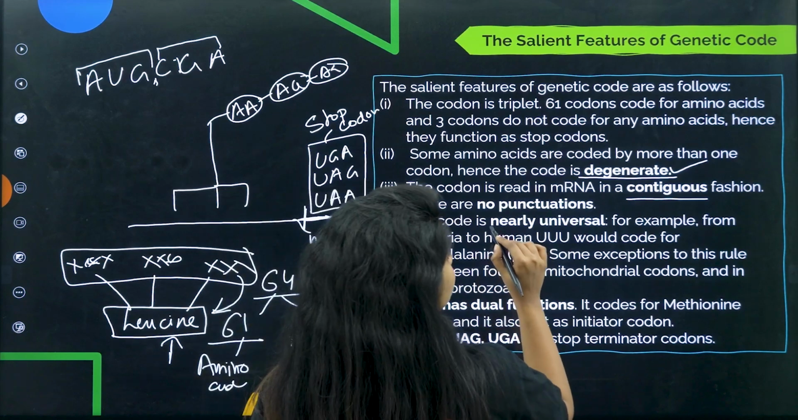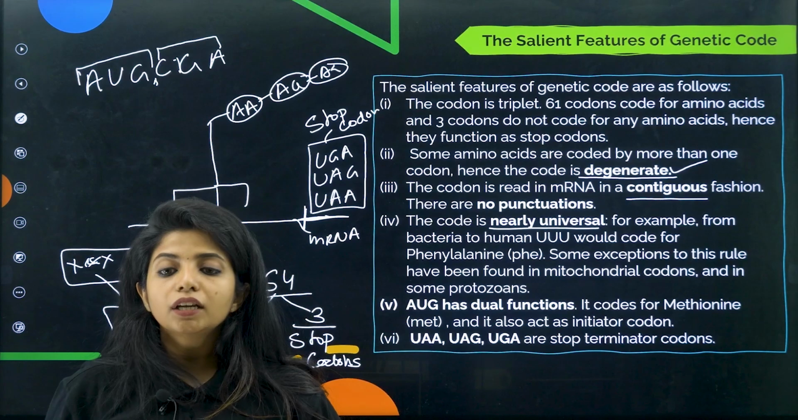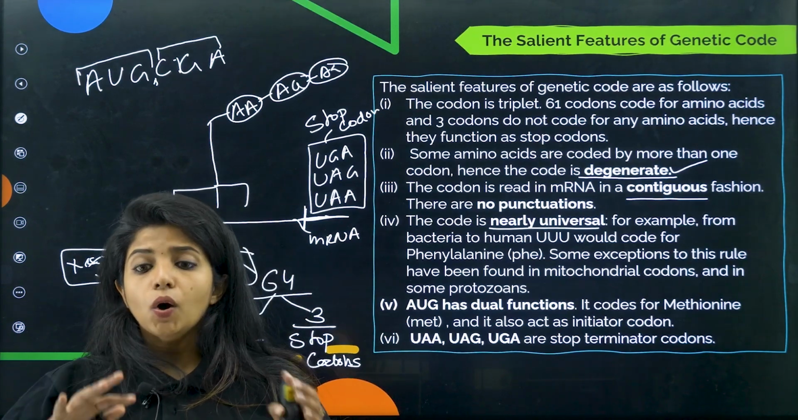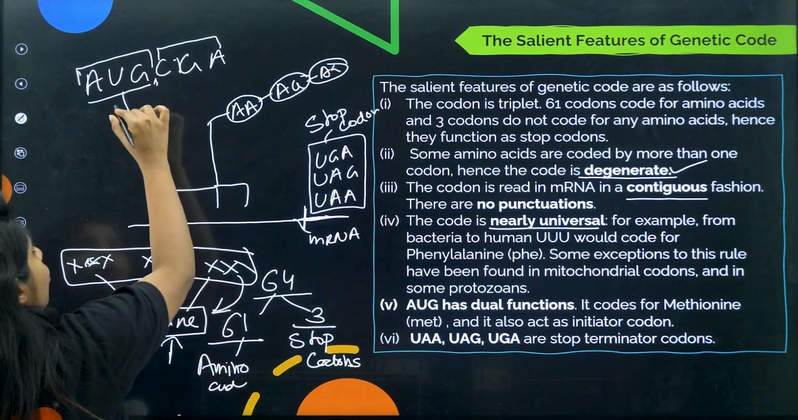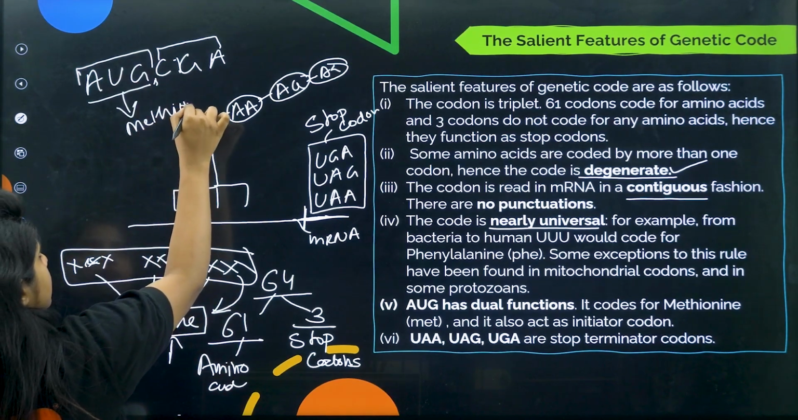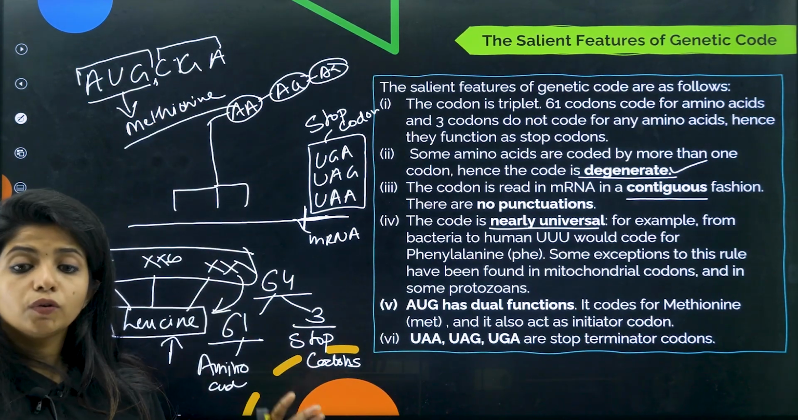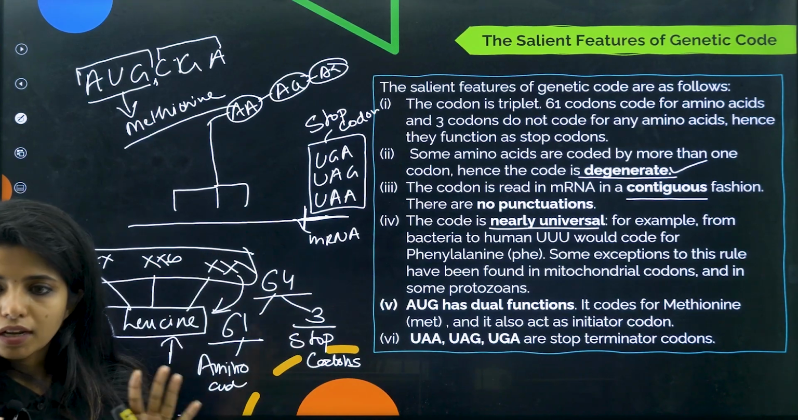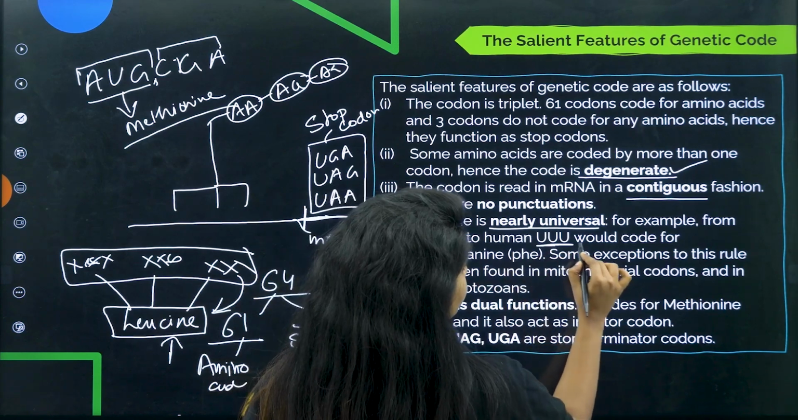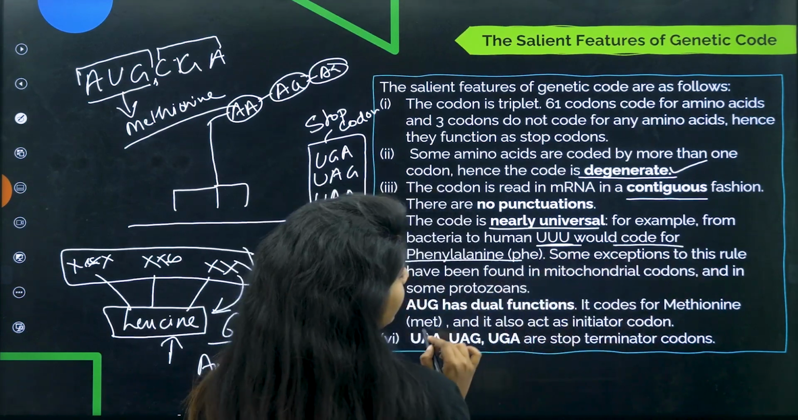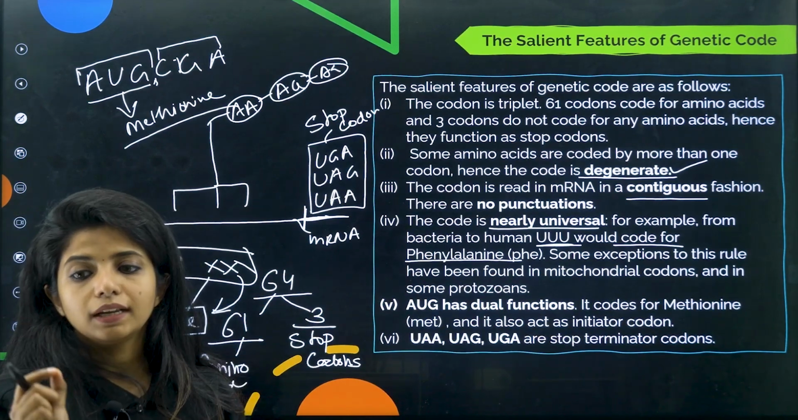Now the code is nearly universal. It's not said to be completely universal, but nearly universal, as in basically all different organisms. In them, if the mRNA has AUG, it will always code for methionine and nothing else. Whatever the organism, it will be coding for just methionine. If this is a codon, then this codon codes for one particular amino acid in general, nothing else. For example, from bacteria to human, UUU would always code for phenylalanine. Whether it's bacteria or human, for everyone UUU means phenylalanine.